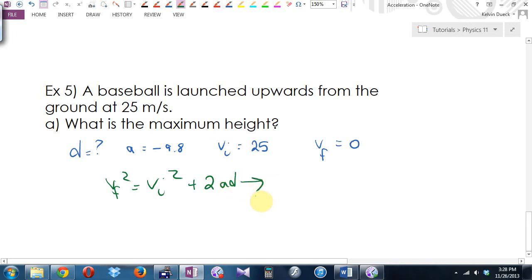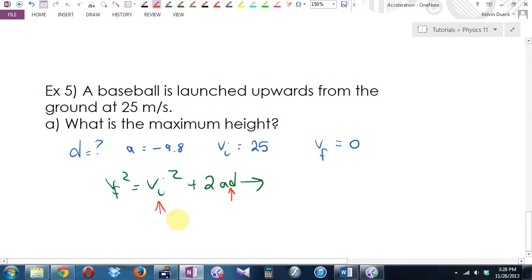Trish, what am I trying to get by itself, dear? So I want to get that thing by itself. See it? What will I do with the 2a that's in front of the d to move it over? I'm going to divide. Do that last. What else do you see on this side? Vi squared, right? How will I move the vi squared over? Minus it and then divide.